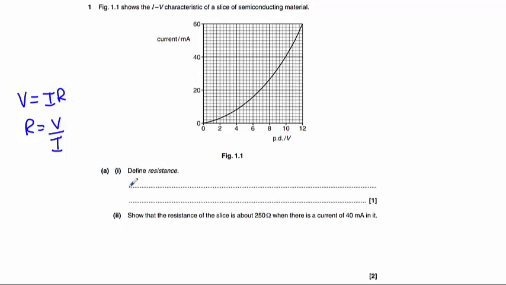This is a defined question in our exam papers. Defined questions will almost always be answered with some sort of word equation. In this case, we can say that resistance is potential difference divided by current.